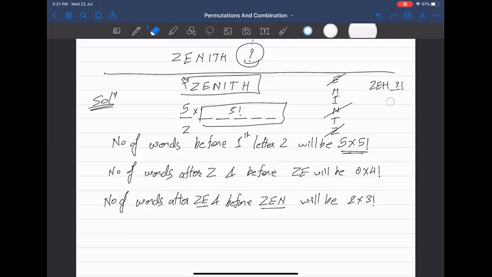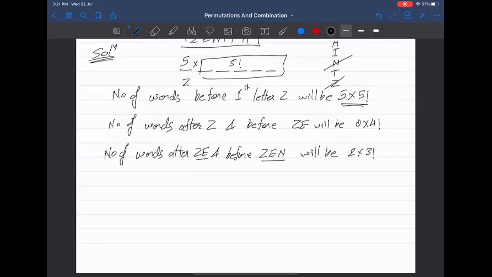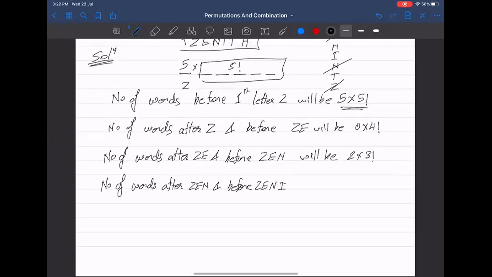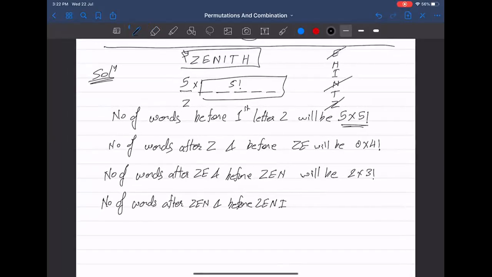Now anybody will tell me how do we go about it? जिसने आंसर दिया वो तो डेफिनेटली बोल सकता है मेरे को. Number of words after ZEN and before ZENI. Can anyone tell me? Will be? बोलो.